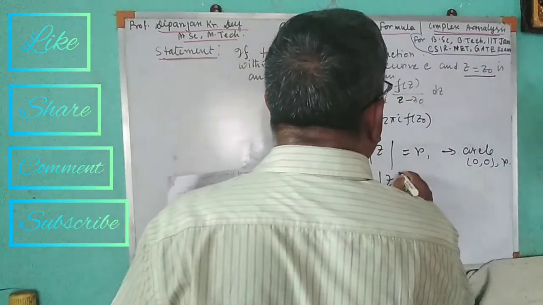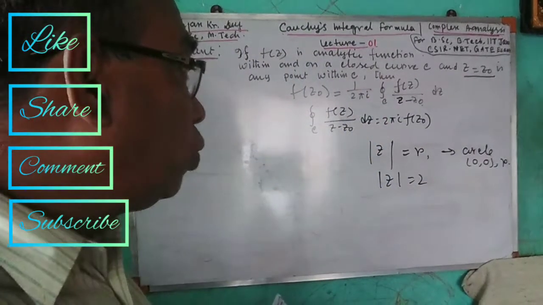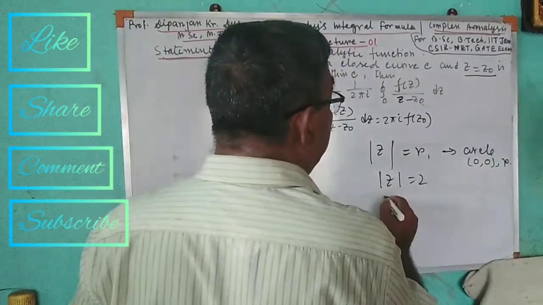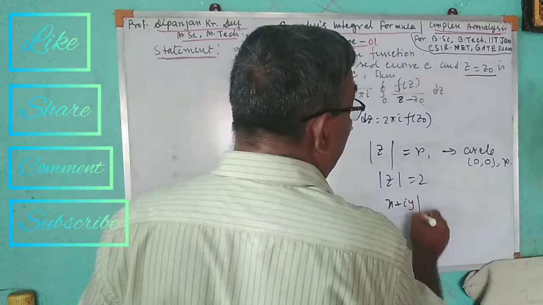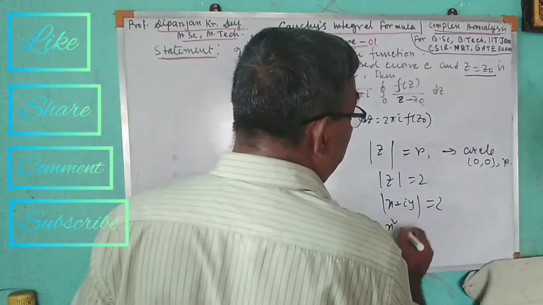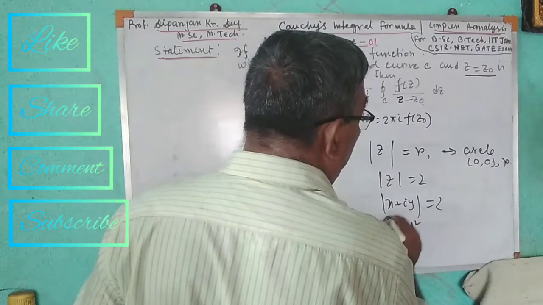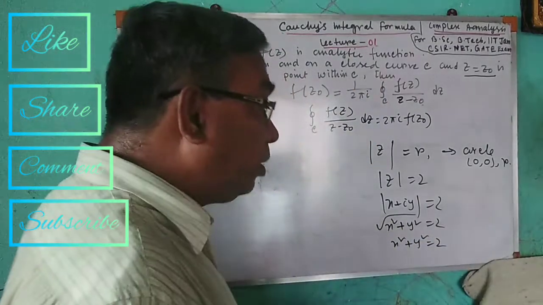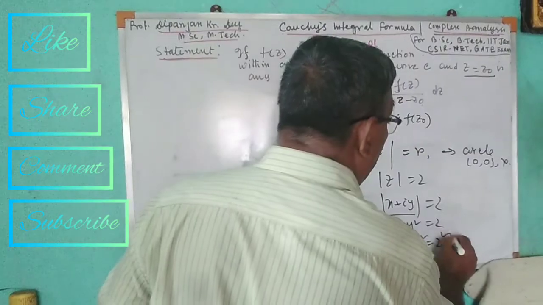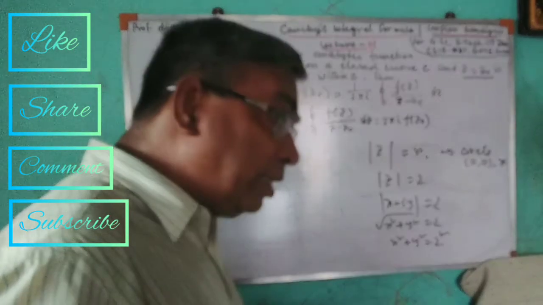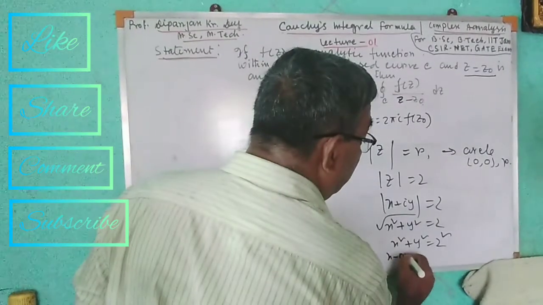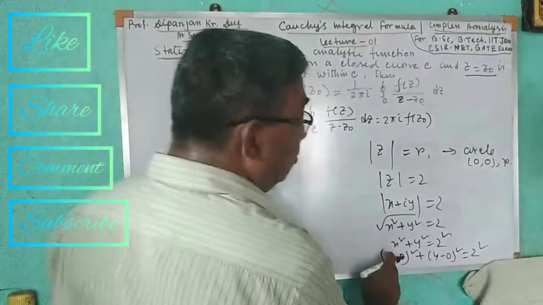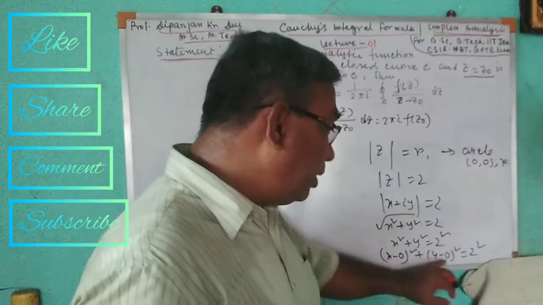Suppose mod z equal to 2. What do you mean by this? If I write z equal to x plus iy, then the modulus is the square root of x square plus y square, equal to 2. So x square plus y square equals 2 square. This is a circle whose center is 0, because x minus 0 whole square plus y minus 0 whole square is equal to 2 square. These are the center and 2 is the radius.